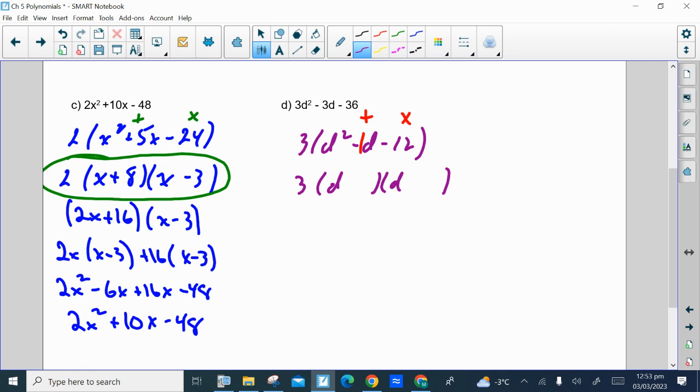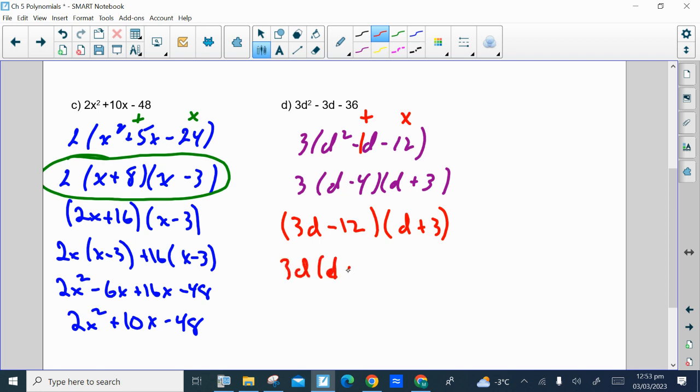They do multiply to get negative 12 and they do add to get negative 1, so they should be correct. But we will multiply out to check. Again, there's 3 factors here, so I'd multiply the first 2 together by going 3 times the d and 3 times the negative 4, which is then multiplied by the last binomial by using the distributive property.